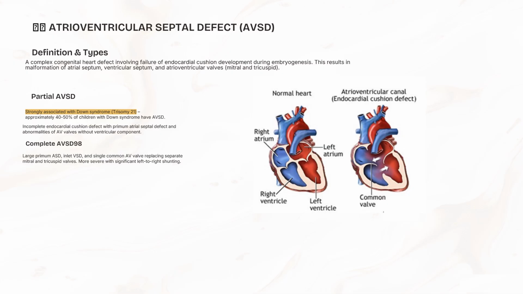Then what is complete AVSD? In complete AVSD, a large primum ASD will be present. See, completely this lower part of the atrium, there is a complete connection between the left side heart and the right side heart, especially in the atrium. And an inlet VSD is also present, and a single common AV valve replaces separate mitral and tricuspid valves. Here there are no separate tricuspid and mitral valves. So only one chamber is present, so total mixing of blood, I mean pulmonary and atrial blood.